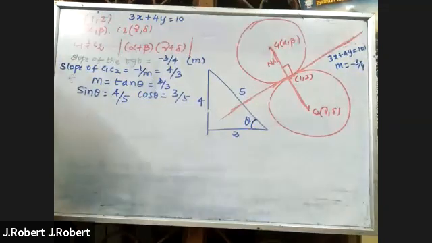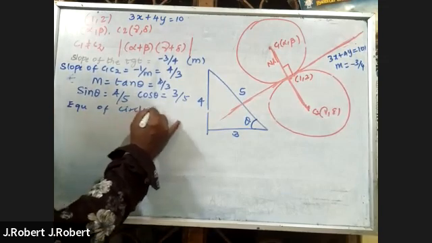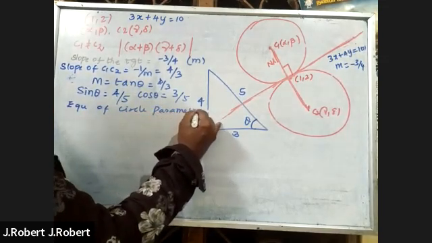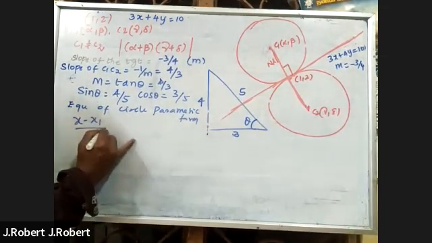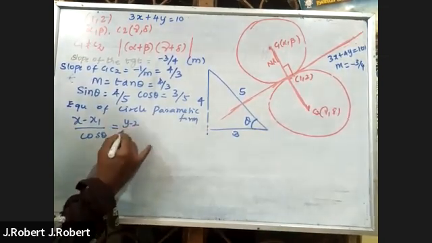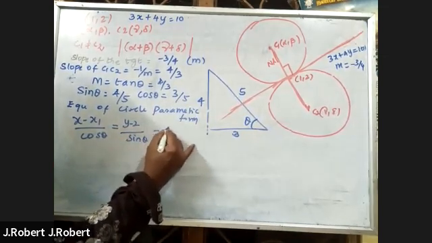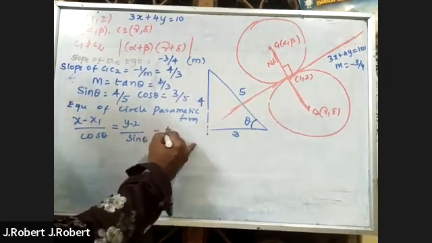We find the values of these because in circles we have a formula, the equation of a circle in parametric form. Can anyone tell me the equation of a circle in parametric form? If you don't know, please recall it now: (x minus x1)/cos theta equals (y minus y1)/sin theta equals plus or minus p. So that is the equation of the circle. Actually it will be plus p, I am just taking this as plus p or p.